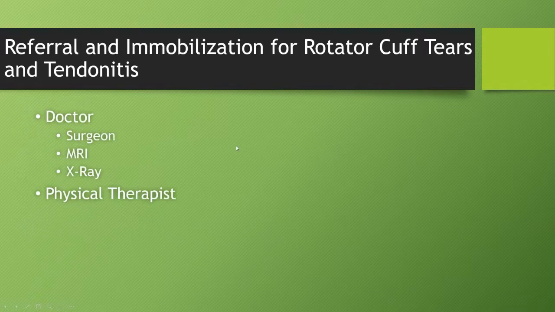For any type of referral or immobilization for rotator cuff tears and tendonitis, you can refer them to a doctor, and a doctor will either refer you to a surgeon, MRI or X-ray, depending on if it's a tear or if it's just tendonitis. If it's tendonitis, you will probably go to the physical therapist to do some rehabilitation on your shoulder to help stop the inflammation.